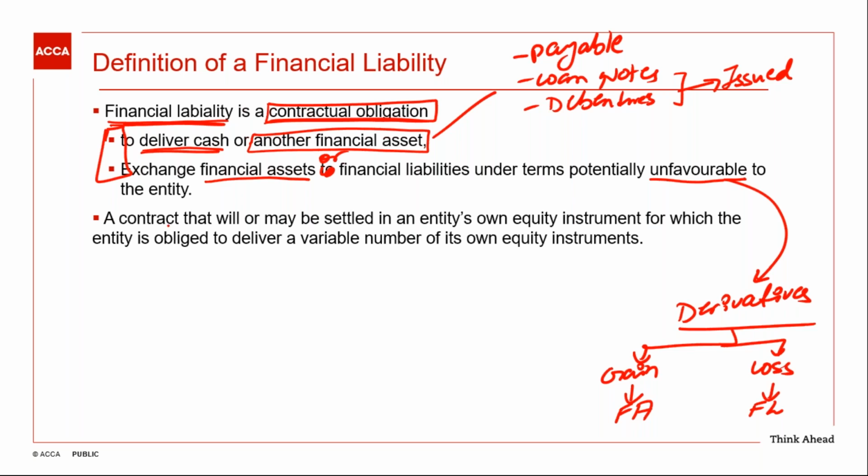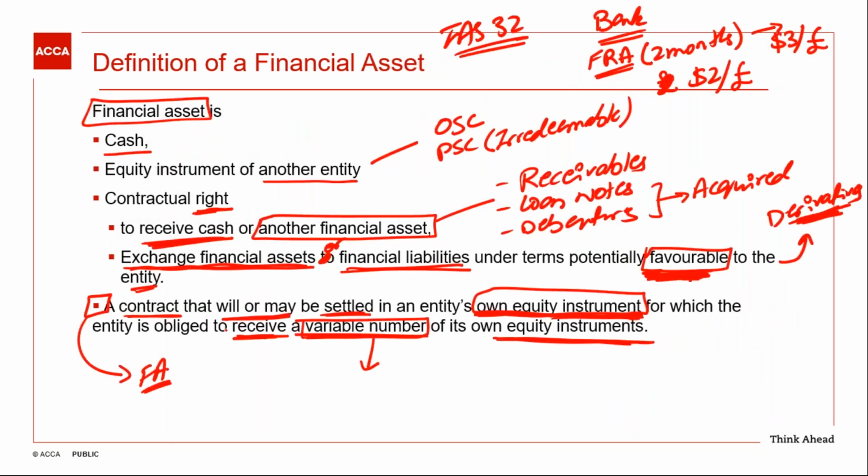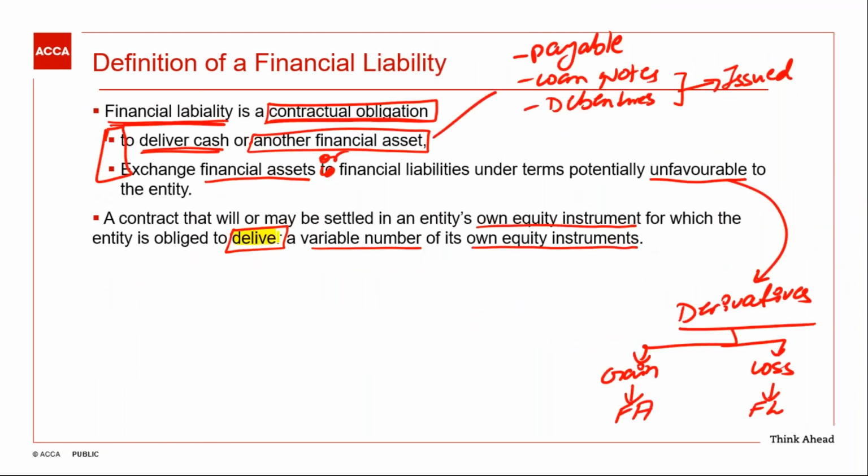The next thing which says that a contract that will or may be settled in an entity's own equity instrument for which the entity is obliged to deliver a variable number of its own equity instrument. So this is again similar to the previous one. If I go back, here we were receiving a variable number of our own equity instruments, and in case of liability we have an obligation that we are going to deliver the variable number of own equity instrument.